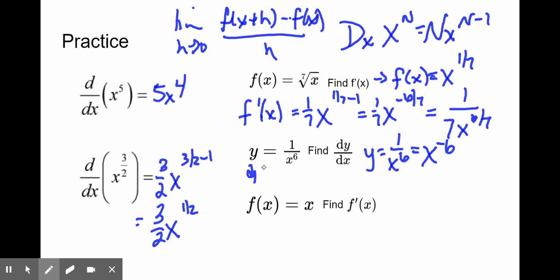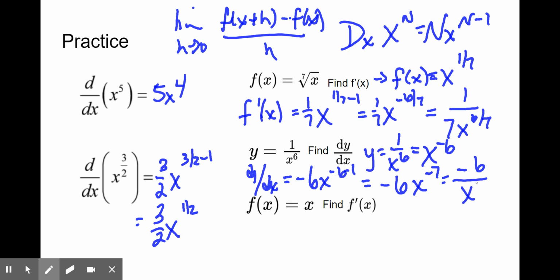So dy dx, the derivative of y with respect to x, and we're going to talk a lot about notation coming up also, is equal to, bring the negative 6 down, leave the x, take 1 from the power, and you'll have negative 6 x to the negative 7, or negative 6 over x to the 7. The negative 6 stays in the numerator, right? It does not belong to the x to the negative 7. x to the negative 7 comes to the denominator.